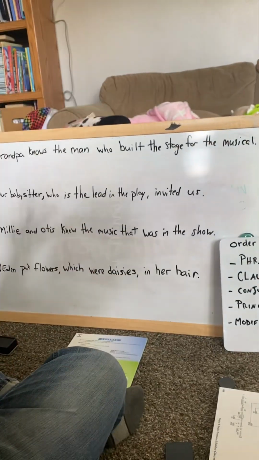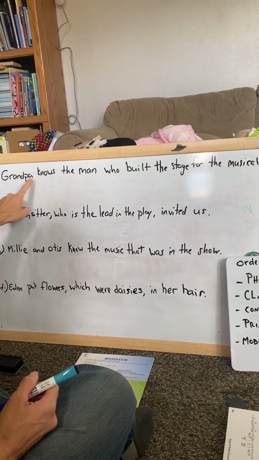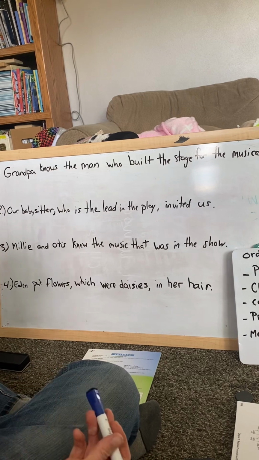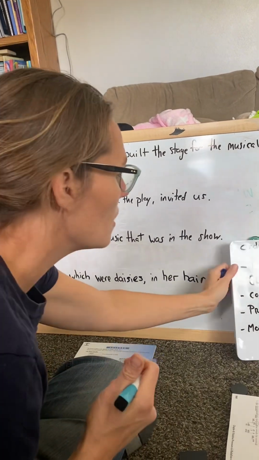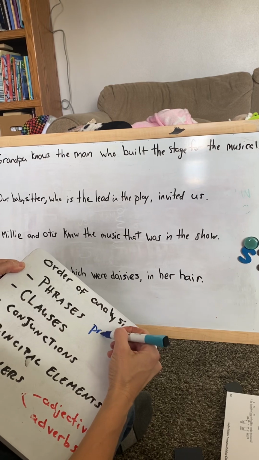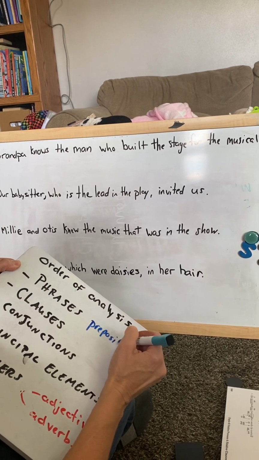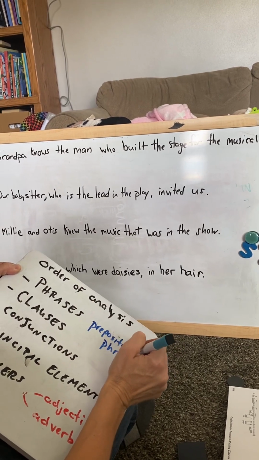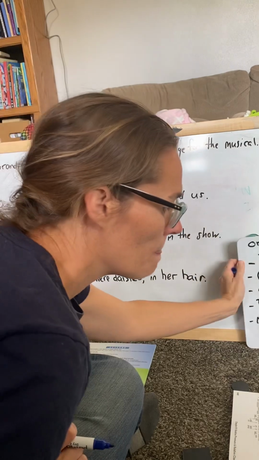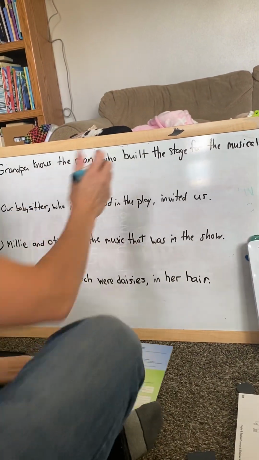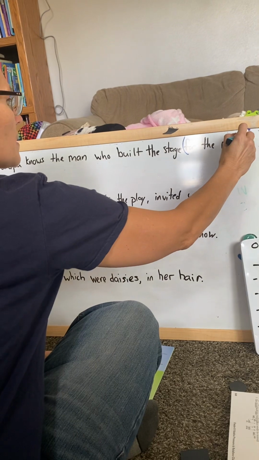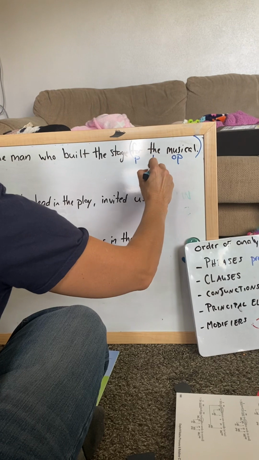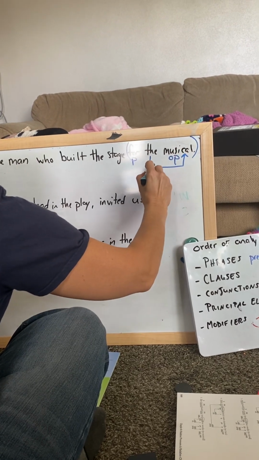So first we're going to say, hey, are there any phrases? Grandpa knows the man who built the stage for the musical. How are we going to find a phrase? Most likely if we find a preposition, there is a prepositional phrase. Are there any prepositions? I see one. For the musical. So we put that in parentheses. This is our preposition. Object of the preposition. This is a definite article. It is an adjective.